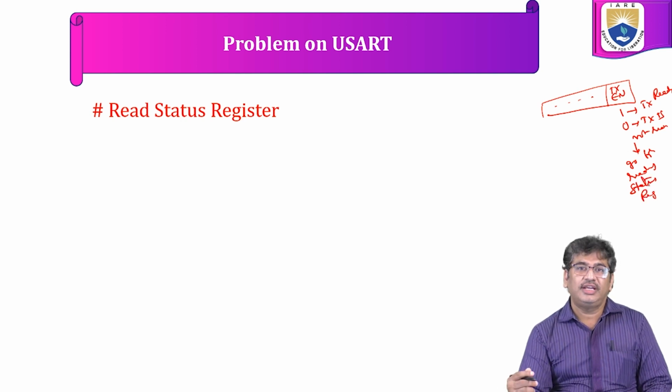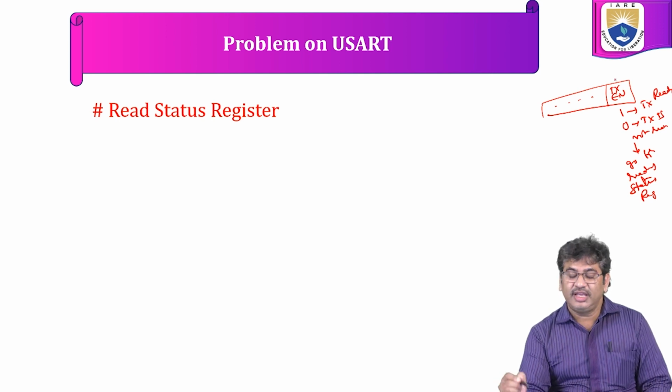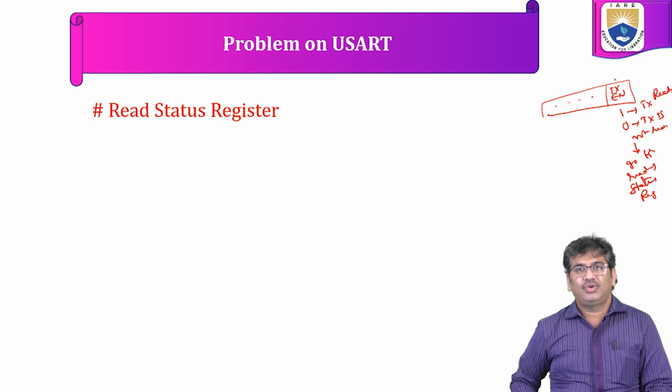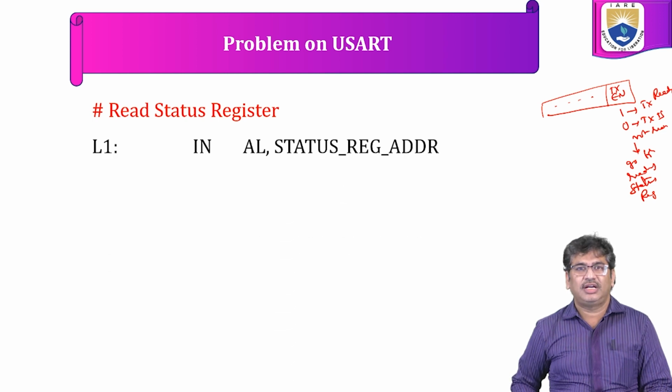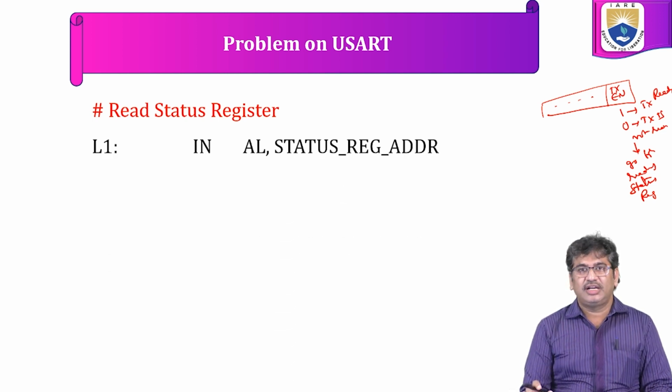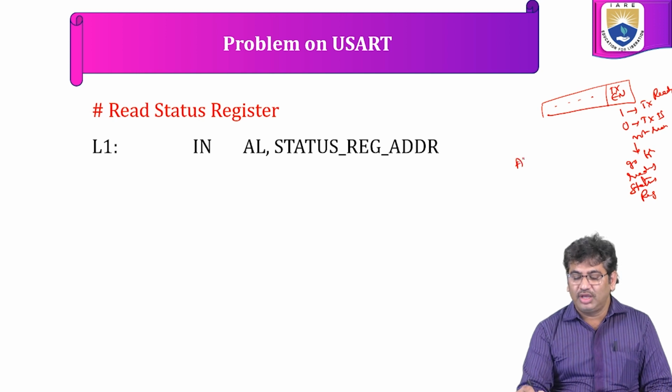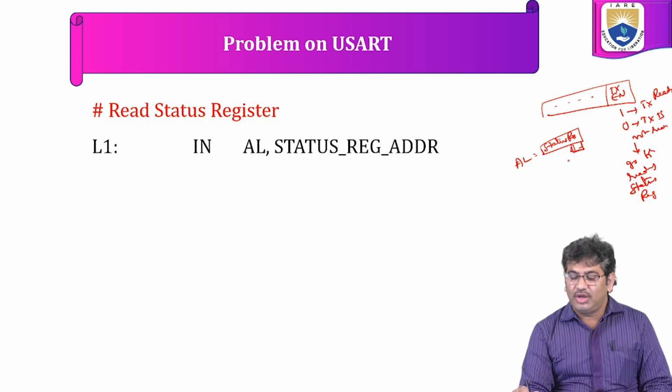Until the transmitter is ready, we are going to keep looping, reading the status register and checking this LSB. So first we want to read the status register. The instruction we use is IN AL, status register address. Whatever the status register content is, it is copied into the AL register. For this status register, we are interested in the LSB. So for checking whether this bit is 1 or 0, we will shift the contents towards the right side by 1 bit.